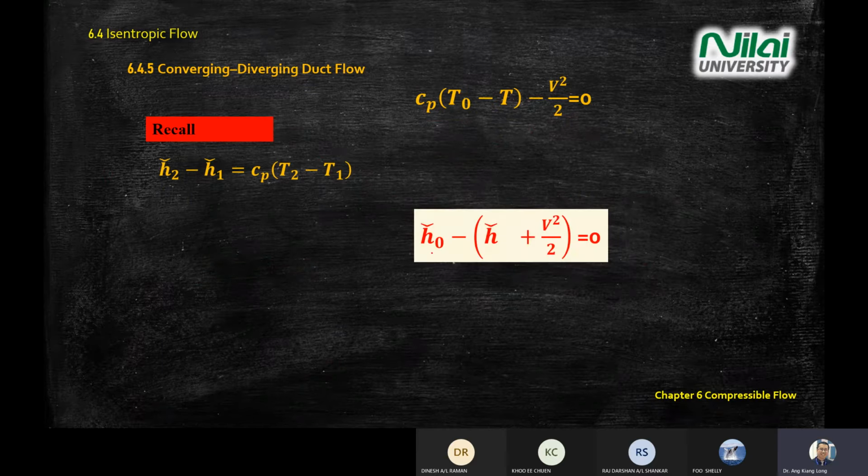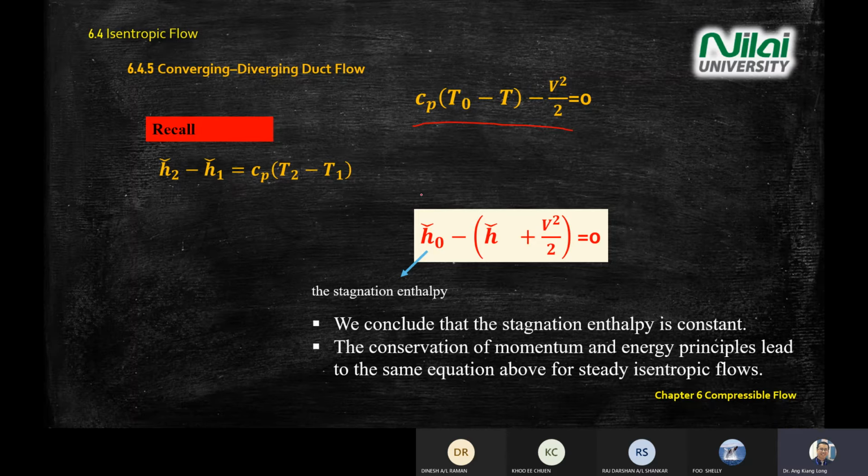This one is the enthalpy equation. We apply the same concept from Cp times (T0 minus T) minus V squared divided by 2 equals 0. The derivation you can read from the slides. What is important is the application of the equation. So here we have the enthalpy at the stagnation scenario: H0 minus H minus V squared divided by 2 equals 0.